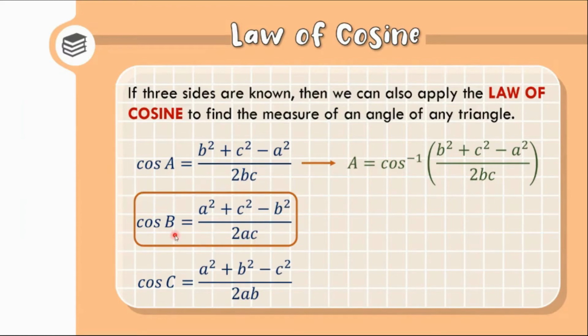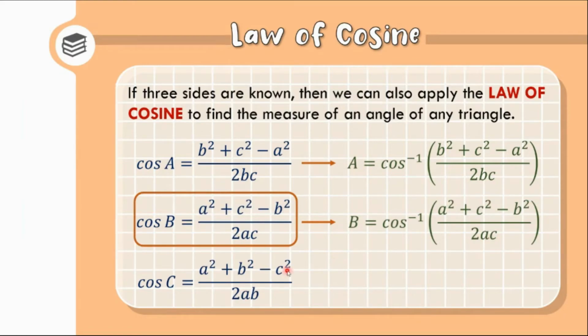Since we are only asked to find the measure of angle B here, then let us have this equation. B is equal to arc cosine of A squared plus C squared minus B squared, all over 2AC.